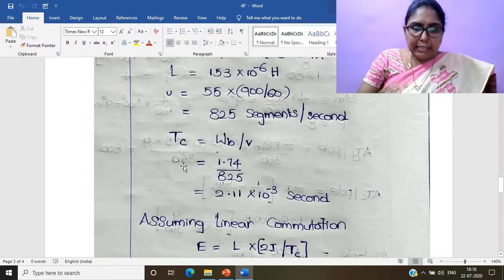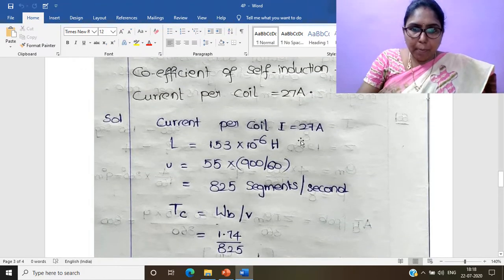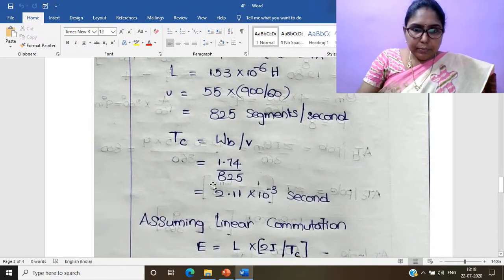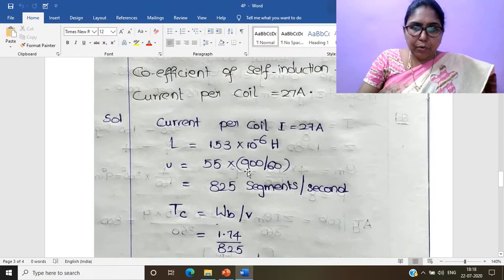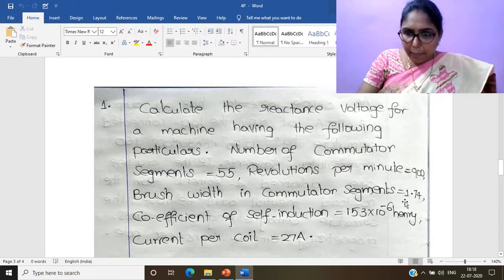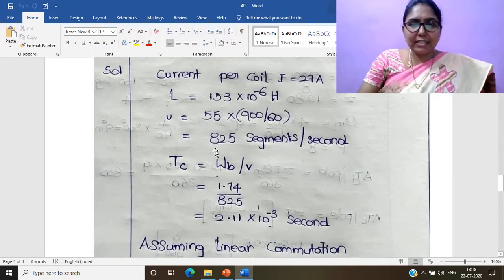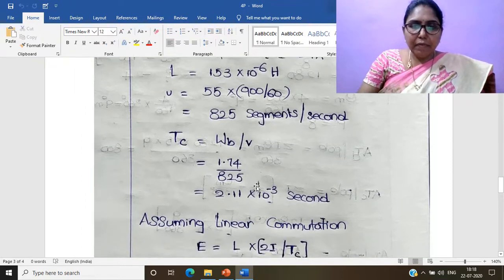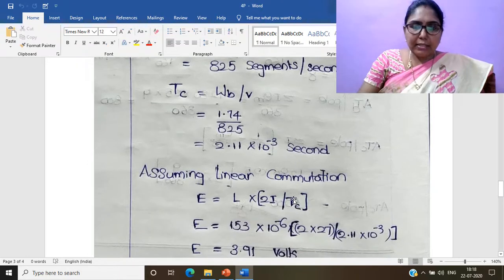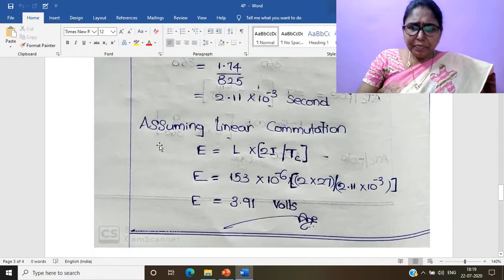If you calculate TC by substituting the values mentioned in the problem, WB is 1.74. So 1.74 divided by the peripheral velocity we calculated, 825 segments per second. By simplifying, we get the commutation time TC equal to 2.11 into 10 power minus 3 seconds. Now we have calculated TC and the peripheral velocity, and we will substitute all these values into the formula for calculating reactance voltage.